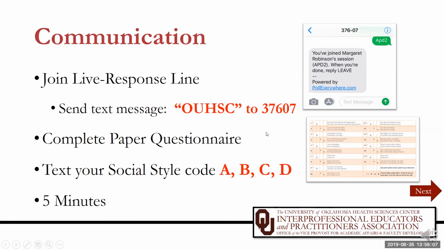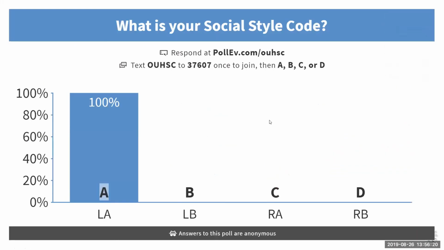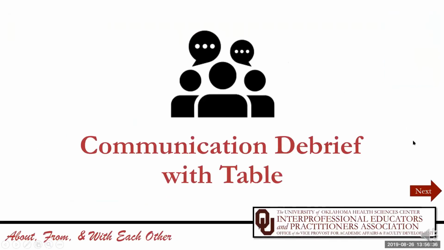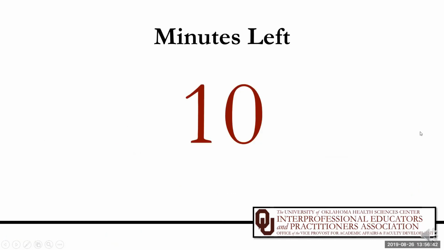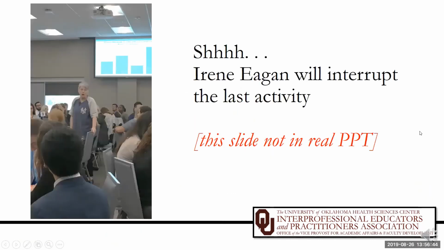At the end of the questionnaire, it will tell them you are an A, a B, a C, or a D in terms of social style. They will text just that letter to the number. It will appear on screen as we start hearing from the students, and we'll be able to have a poll of the entire room. You'll have a debrief at the table. It'll start and you'll have 10 minutes, and it will cue you at the end when the time is up.